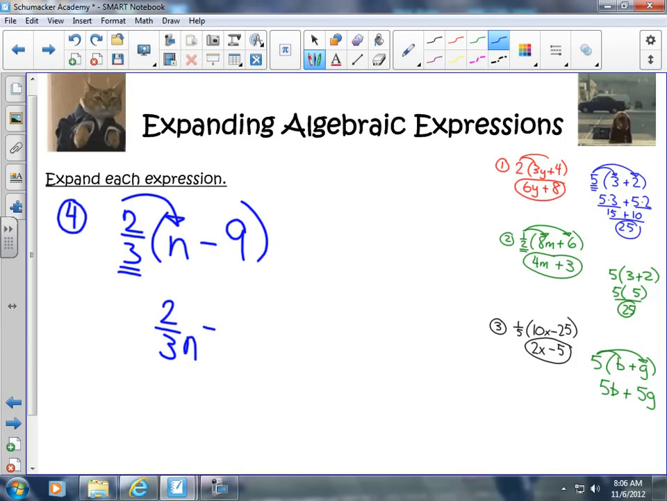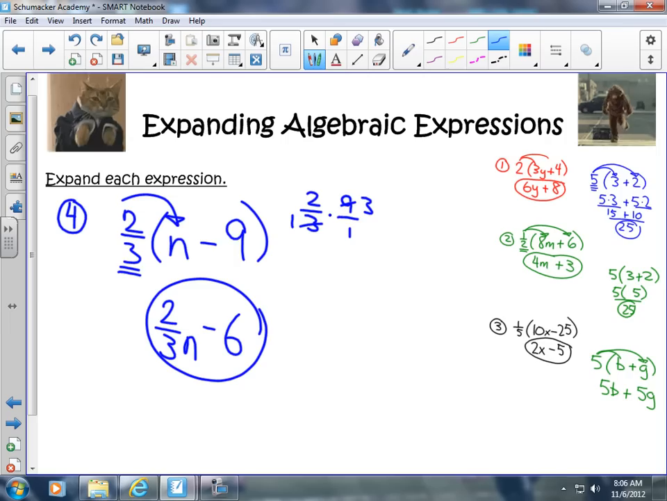Now, the next part is not as easy. I have 2/3 times 9. If you can do it in your head, wonderful. If not, you may want to write it off to the side. So I could do 2/3 times 9 over 1 because 9 over 1 is the same thing as 9. And I'm going to go ahead and simplify. The 3 and the 9 cancel out. We divide them both by 3. 3 divided by 3 is 1. 9 divided by 3 is 3. And then I multiply and I get 6. So I'm going to have 2/3 n minus 6.